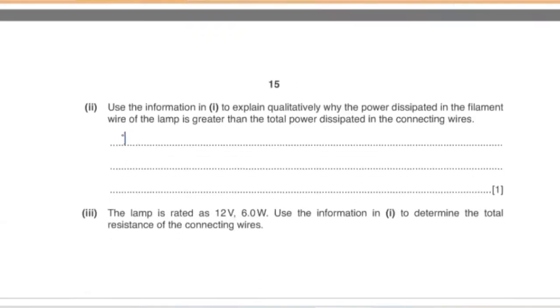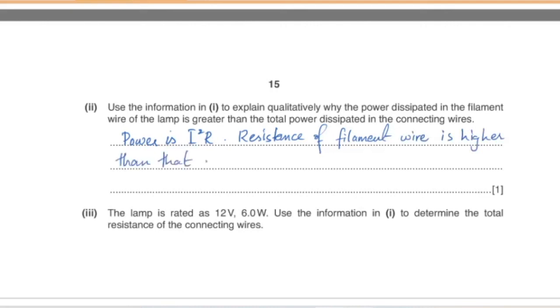So we can write that power is I squared R. The resistance of the filament wire is higher than that of the connecting wires. So power and resistance are directly proportional. When resistance increases, power dissipation will increase too. So this is the reason why the power dissipated in the filament wire of the lamp is greater than the total power dissipated in the connecting wires. You also need to mention that the current stays the same, because only then will the power dissipation have a higher magnitude.